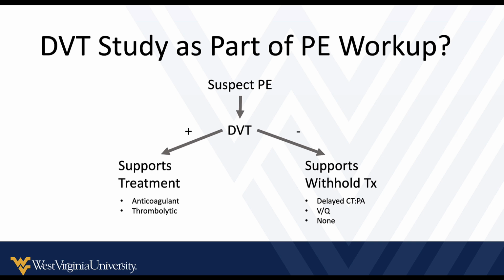On the converse, in a patient where maybe a PE is suspected, but you evaluate for DVT and you don't find one, so it's negative, that supports maybe withholding therapy until other workup can be obtained if deemed necessary. So maybe they've got some chest pain or some minor shortness of breath, but they don't look that sick. You look and there's no DVT. Maybe you look at their heart and there's no big right heart strain. Maybe that supports pre-treatment for this patient with allergy and then doing maybe a delayed CT pulmonary angiogram. Maybe you need to do a VQ scan.